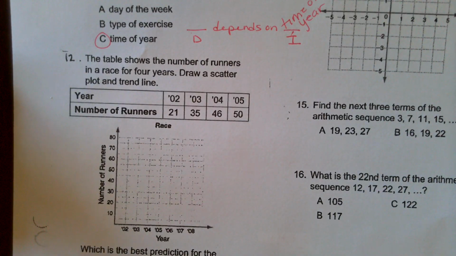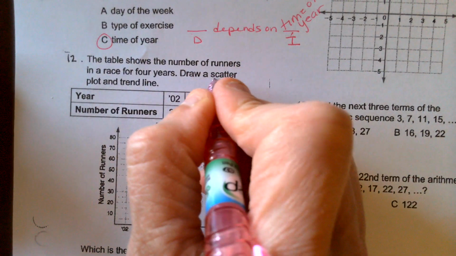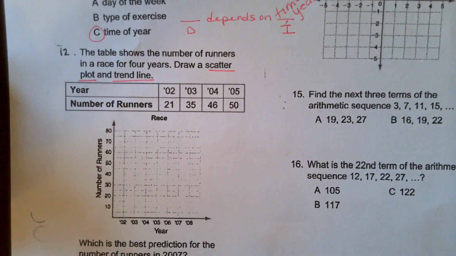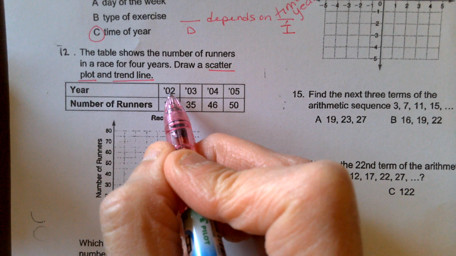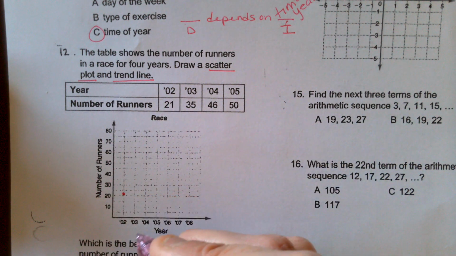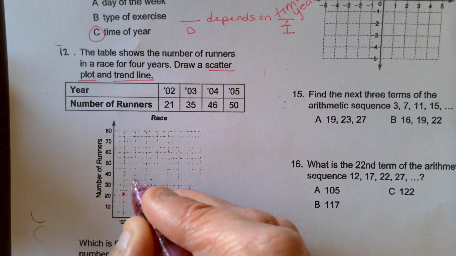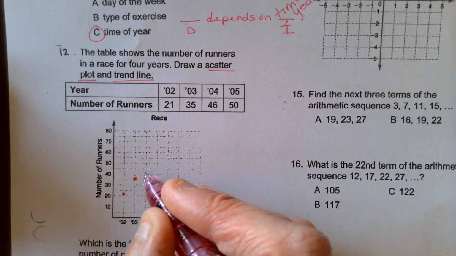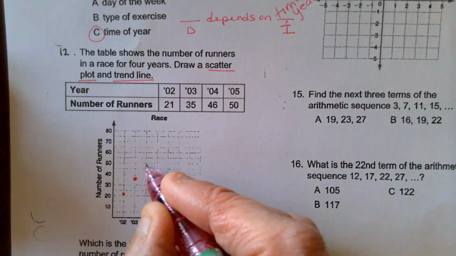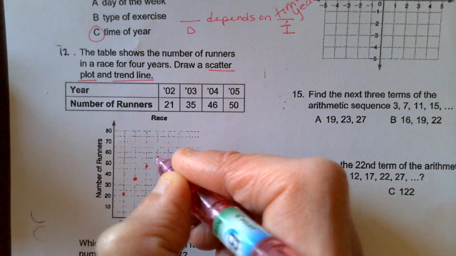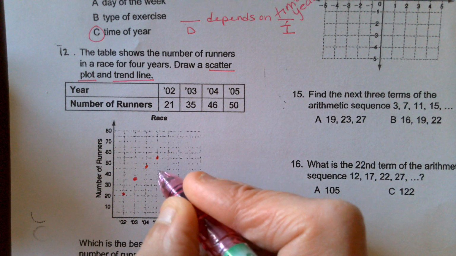The table shows the number of runners in a race for 4 years. Draw a scatter plot and a trend line. We got two things to do for that one. So first let's plot them. In the year 02 it was 21, right there. 03 was 35, right there. 04 was 46, there. 05 was 50, right there.